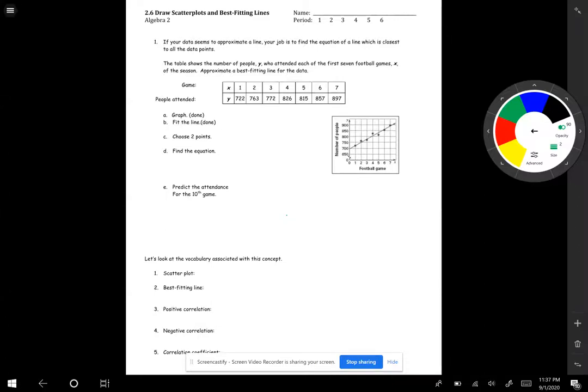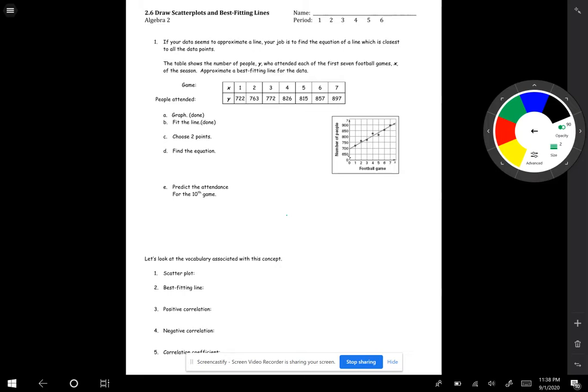Hello, Algebra 2 students. Today we are going to do section 2.6, which is called Draw Scatterplots and Best Fitting Lines. We haven't talked about writing an equation of a line yet, but we have talked about the slope-intercept form, which is y equals mx plus b. So we are going to use that equation to write our equation of a line.